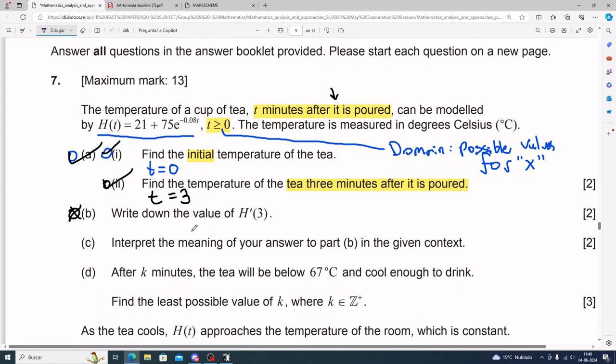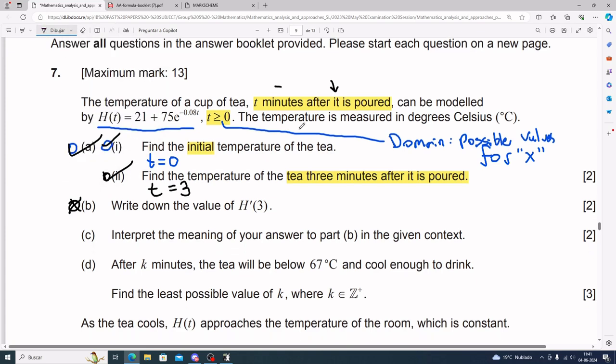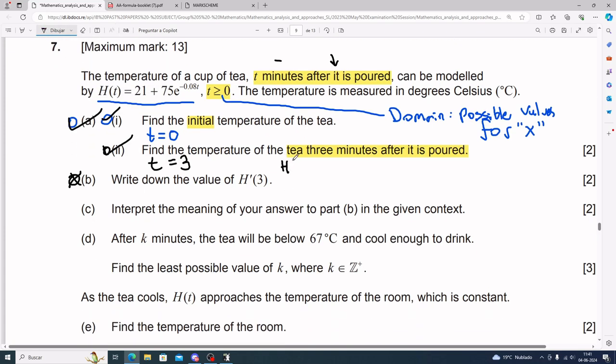So for part B, you need to write down the value of the derivative at 3. Clearly we need to start off by finding the derivative. Let's take a moment and write down h of t. h of t equals 21 plus 75e to the power of negative 0.08t. Now, the derivative of this is a little bit hard, because you have an e going around.